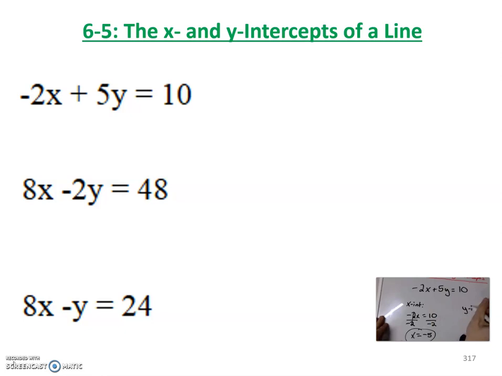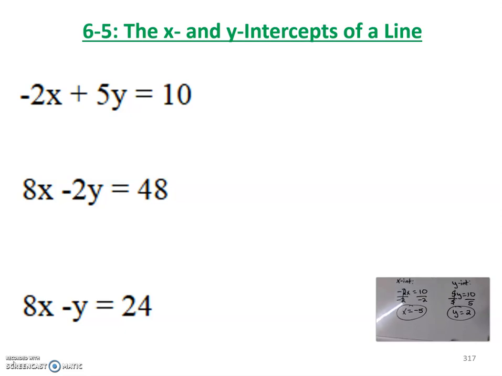My y-intercept. To find my y-intercept, I'm going to cover x. So now I just have positive 5y equals 10. And again, I'm just going to solve for y. 5 times y, so I divide by 5. Whatever you do to one side, you have to do to the other to keep it balanced, right? This cancels. I get 1y, or y equals positive 2. So my intercepts for this equation are x-intercept equals negative 5 and y-intercept equals 2.